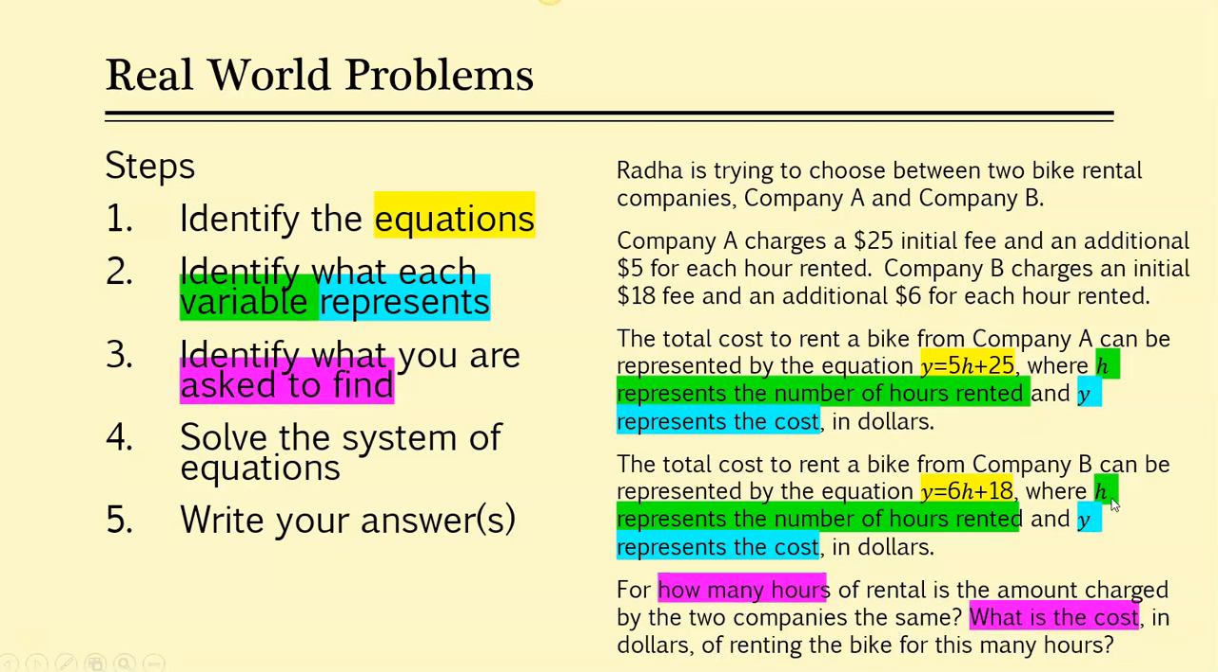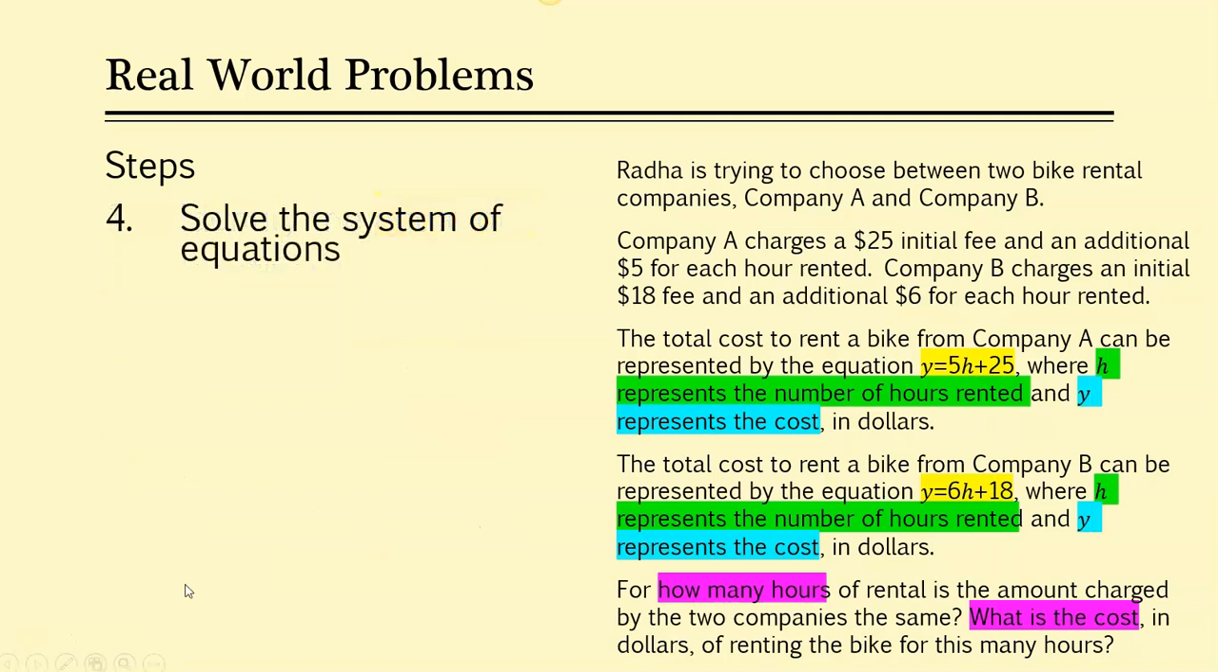And hint, that's also why I need to know what each of the variables represents, because my hours is my h. So when I solve for h, that'll be answering this question. And my y is my cost, so that will be answering my second question. That's what I need to know and what I need to be prepared to answer. Okay, so there's what I'm looking for. Now, once I have everything highlighted and I can see it, I'm ready to solve my system of equations.